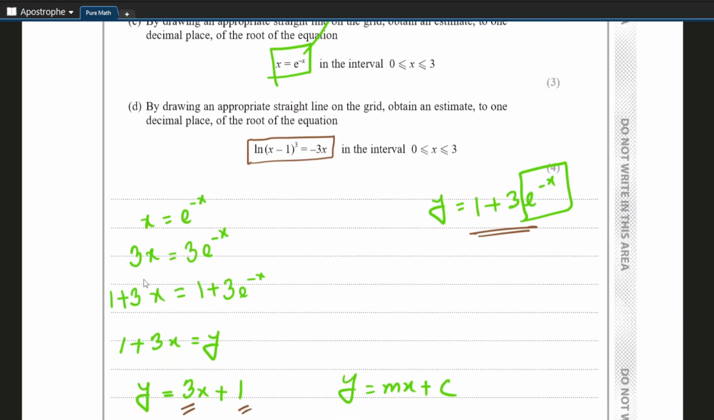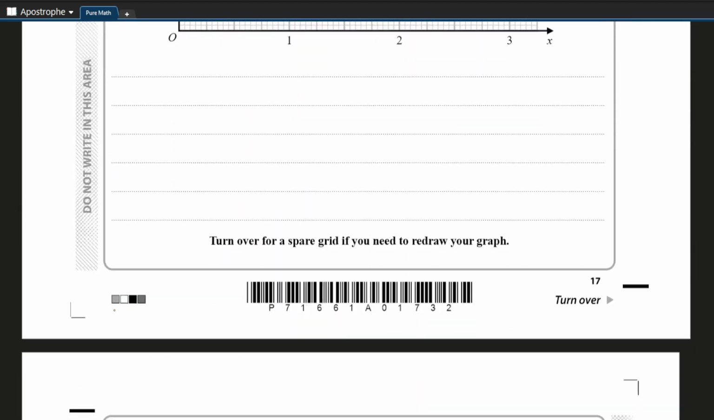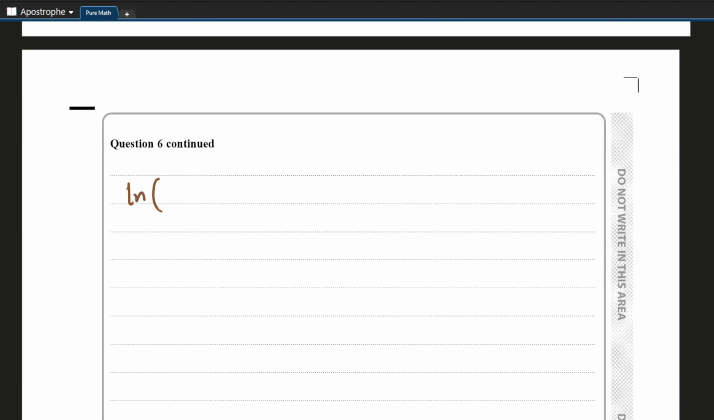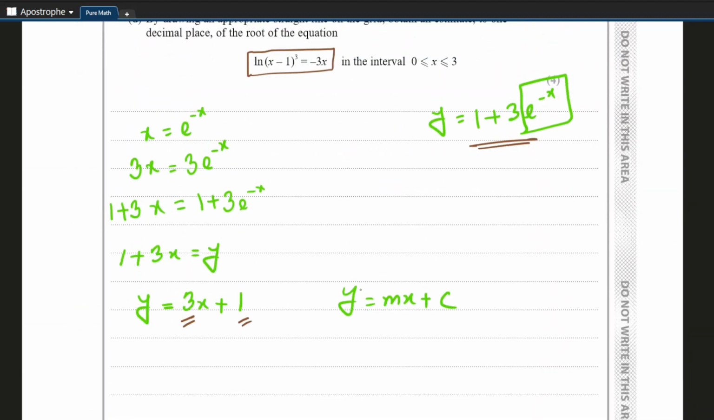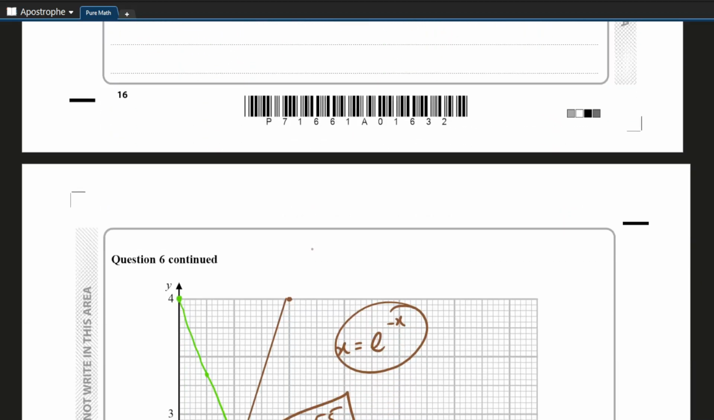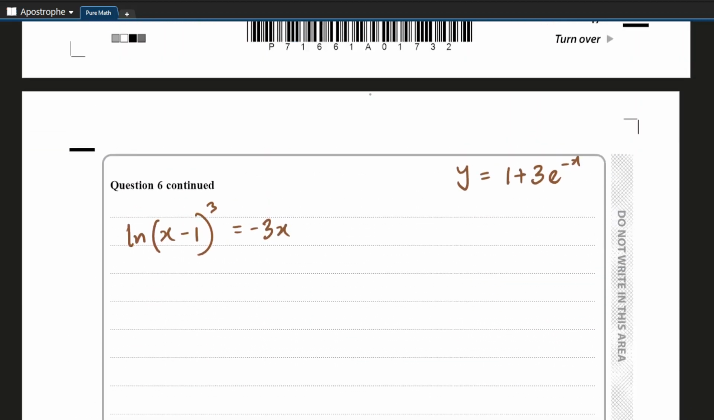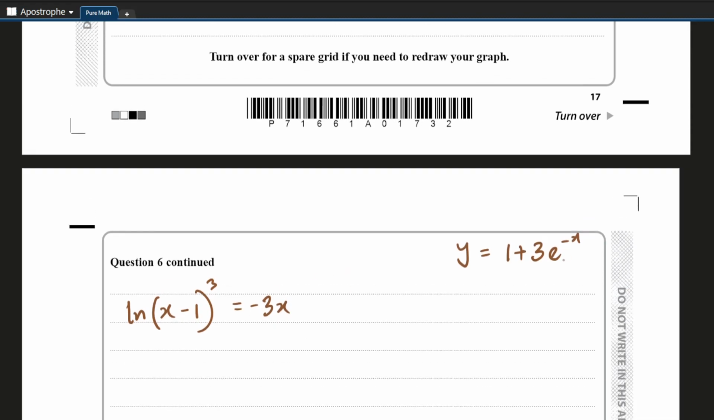ln (x minus 1) whole cubed is equal to minus 3x. We have to convert that into y equals 1 plus 3 to the power minus x. Let me check the equation one more time. (x minus 1) whole cubed. Okay. Now, obviously we don't have e to the power minus x in here, but what we know is ln is basically log base e.